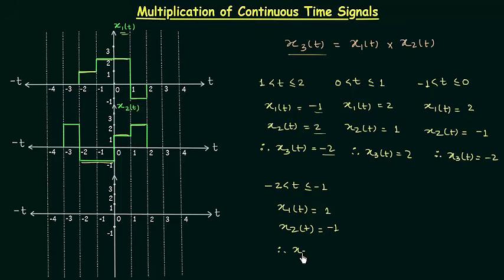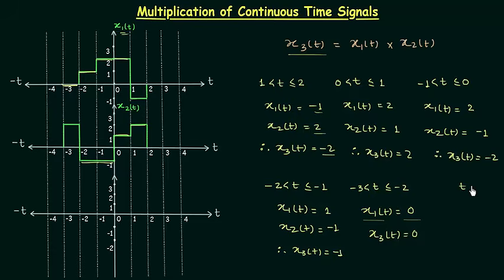Therefore, the resultant signal is equal to -1. When time is less than or equal to -2 but greater than -3, signal x1(t) is equal to 0. You can see it is equal to 0, and as we are performing the multiplication, if any one signal is equal to 0, the resultant signal will also become 0.